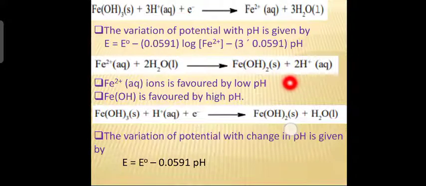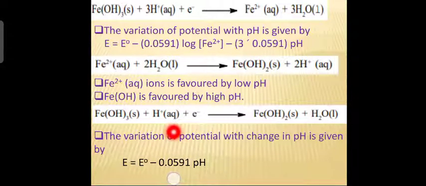Okay. Now, what does the line FG represent? The line FG represents the equilibrium between ferric hydroxide and ferrous hydroxide. Now, how do you write the equation? Ferric hydroxide reacts with H+ ions and an electron, giving ferrous hydroxide and water. This reaction is pH dependent. Why? Because it involves H+ ions. So, variation of potential with change in pH is given by the Nernst equation: E is equal to E0 minus 0.0591 pH.